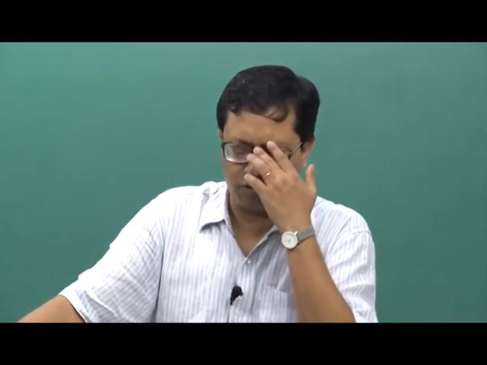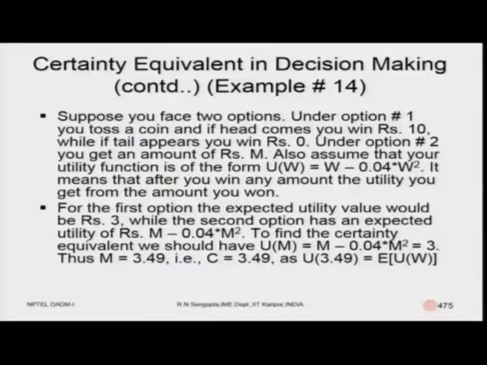And obviously, you would be interested to know what happens if the values of c increase or decrease; I will come to that later. So, suppose you face two options. Under option 1 you toss a coin: if a head comes you win 10, while if a tail appears you win 0. Under option 2 you get an amount of rupees m; m is the value of c which we are talking about. Also assume that your utility is of the form u(w) equals w minus 0.04 into w square. It means that after you win any amount, the utility you get from the amount you won is given by that utility function.